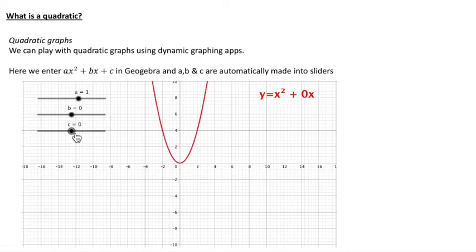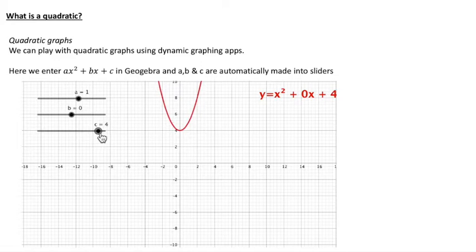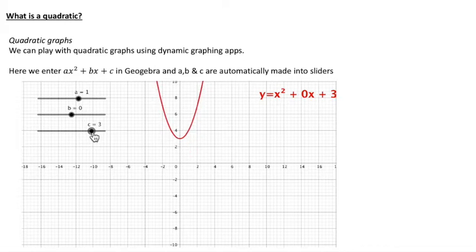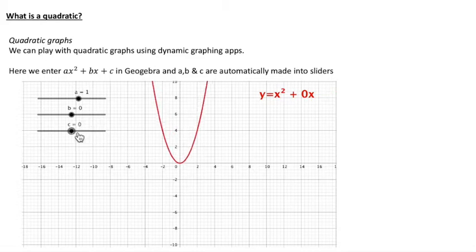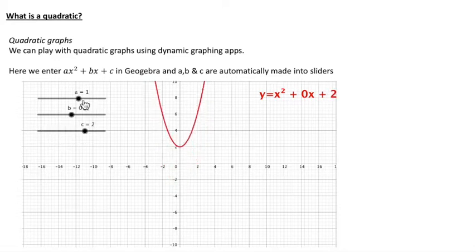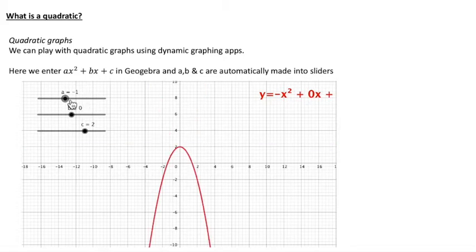If we make c positive, then it simply lifts the graph up. And if we make it negative, it takes it down. So what we can see here is that sometimes the whole curve is above y equals 0, or the x-axis, and sometimes it touches it, and sometimes it cuts it in 2 places. And this is quite important. If we make a negative, we can make it cut in 2 places like that, and we'll come on to that later on.